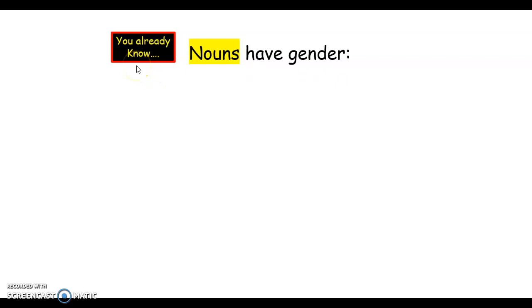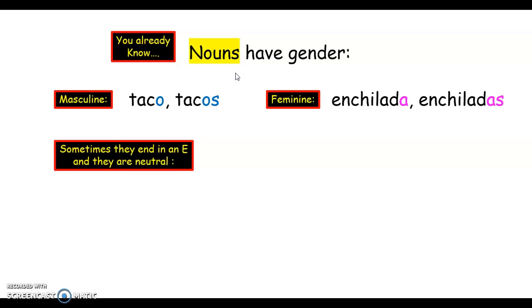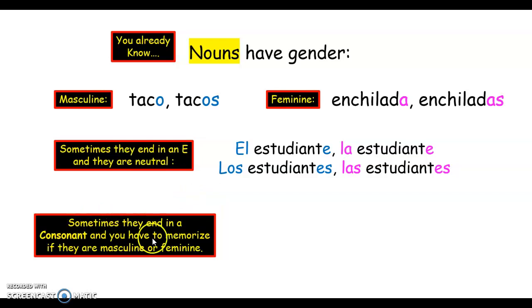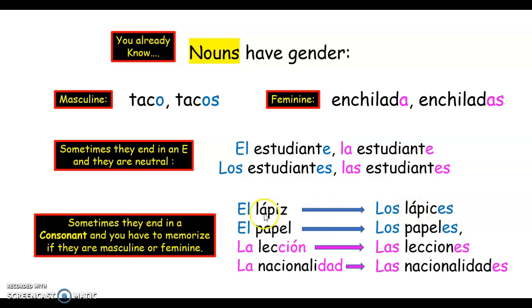But first we're going to review nouns. So you already know that nouns have a gender. They can either be masculine, feminine, singular, or plural. And sometimes they end in E. And when they do, they're usually neutral, like el estudiante or la estudiante. Sometimes they end in a consonant and you just have to memorize. Are they boys or girls? El lápiz, la lección. And you usually pluralize these by adding es.